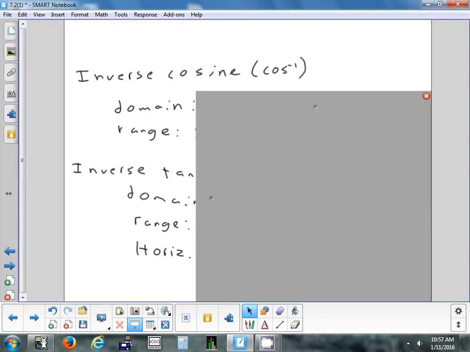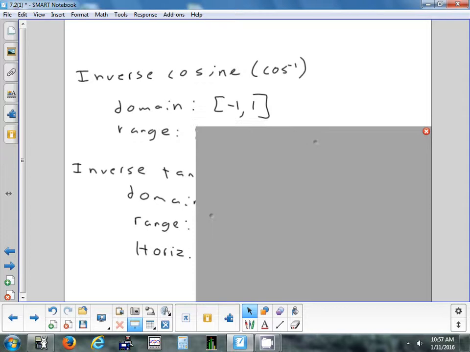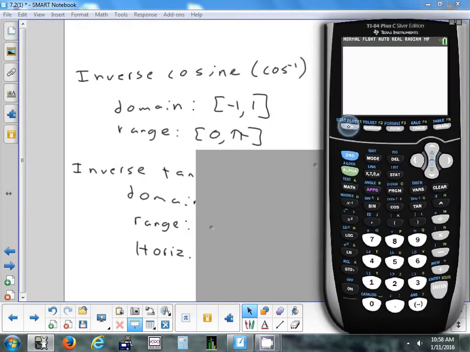Somebody remind me, what's my range for regular cosine? My range for regular cosine is negative 1 to 1, so that's going to become the domain. And Brian, earlier when I put up the graph of cosine, I said we're going to limit the domain to be between what two numbers to make this have an inverse? You said between 0 and 180, which would be 0 and pi. Right. So in cosine, we restricted the domain from 0 to pi, so that's going to restrict the range in the inverse from 0 to pi. We can take a look at inverse cosine.